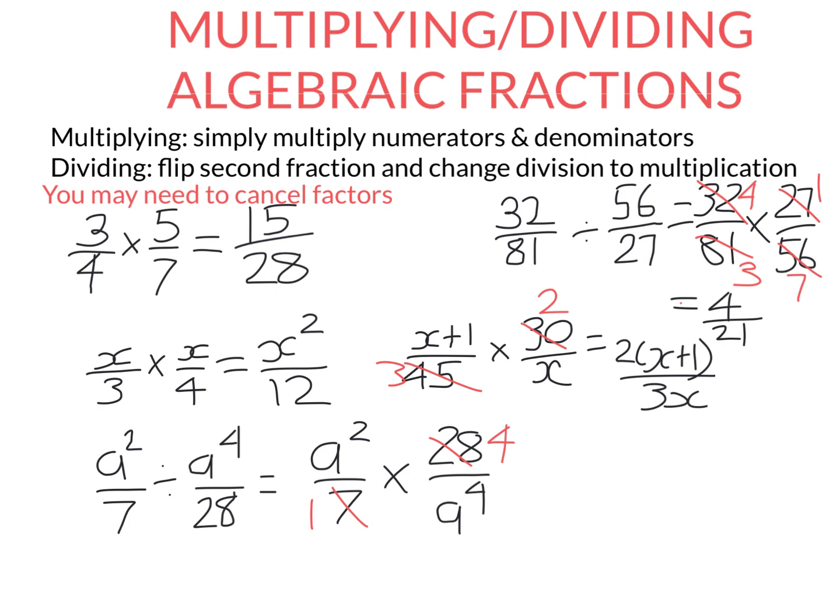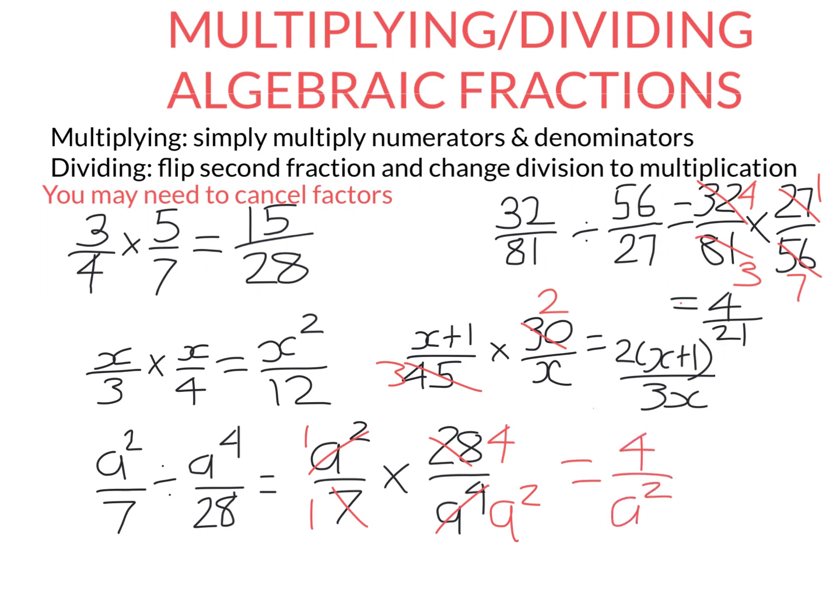Well, they have a common factor of a squared. a squared divide a squared is 1. a to the power of 4 divide a squared is a squared. Because remember our index law, if you're dividing bases like this, a is the base, you subtract the powers. So what that means is our final answer can be calculated really easily. It's just going to be 4 over a squared, and we're done.